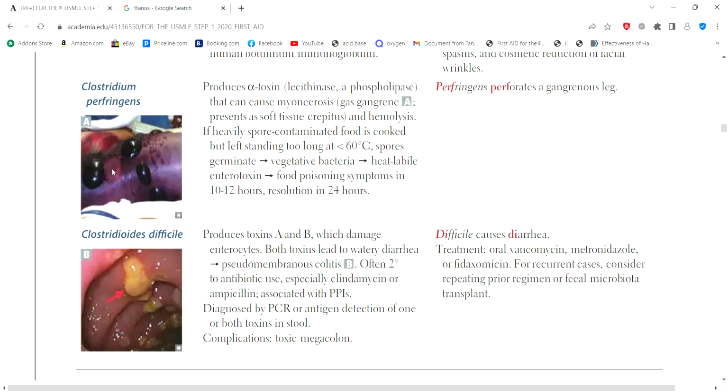For recurrent cases, consider repeating the prior regimen or a fecal microbiota transplant. So basically, this is a poop transplant. The patient gets new stool and new normal bacteria, so the C. diff doesn't grow anymore. So for recurrent cases, consider a stool transplant. Otherwise, give oral vancomycin, metronidazole, or fidaxomicin.